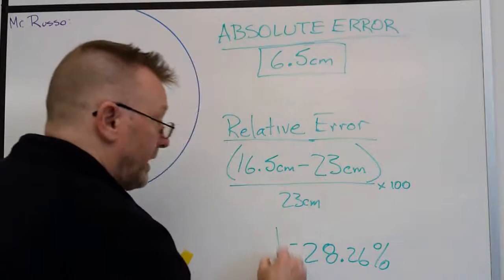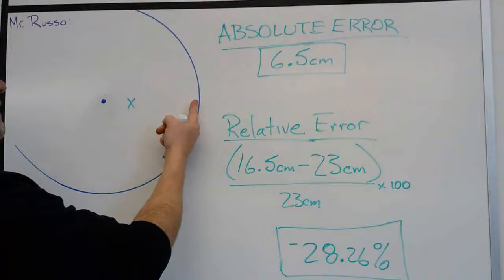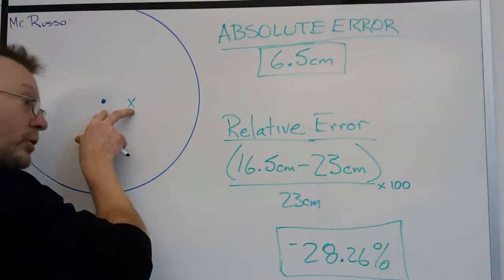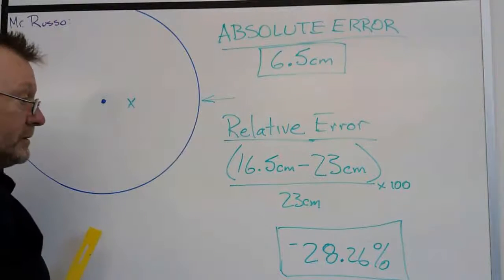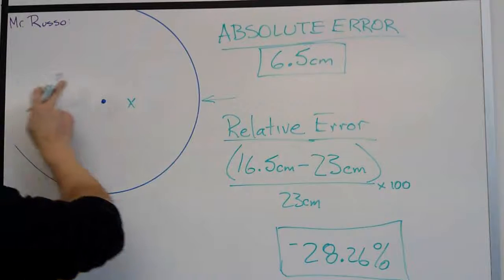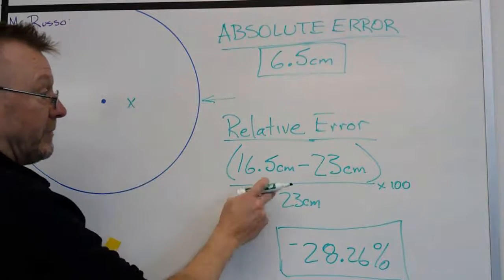Do I freak out because it's a negative number? No. It means that I fell 28% short of reaching the target. So let's say I was throwing from this direction. Right? If I was throwing from the other direction, right, I would be measuring the 23 plus, right? So I'd get a positive indication.